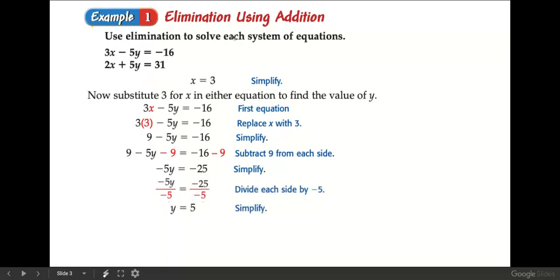So now I know my x value and my y value. That would tell me that the solution occurs at the coordinate 3, 5, right? The x coordinate and the y coordinate. So this is a really similar strategy to substitution, except the first step is to stack them on top of each other in order to eliminate one of the variables.